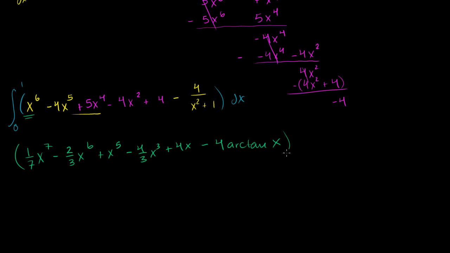So we need to evaluate this at 1, and then from that, subtract it at 0. If you evaluate it at 1, you have 1/7 minus 2/3 plus 1 minus 4/3 plus 4, and then minus 4 arctangent of 1. So let's think about what the arctangent of 1 is.